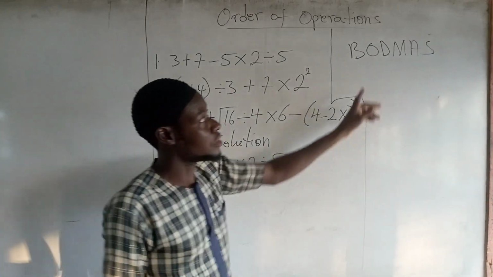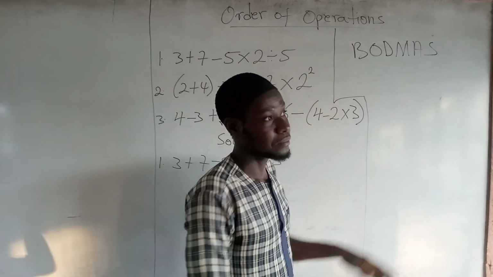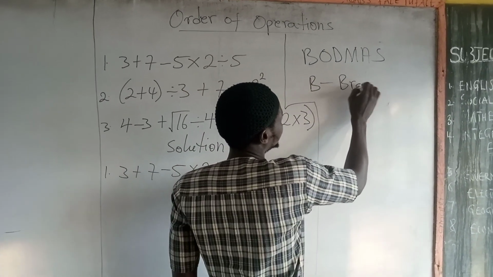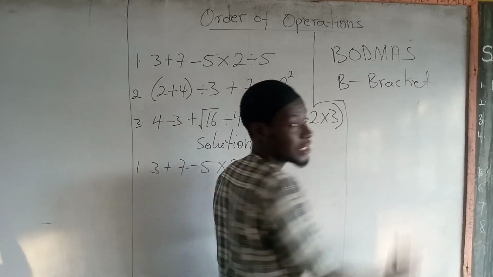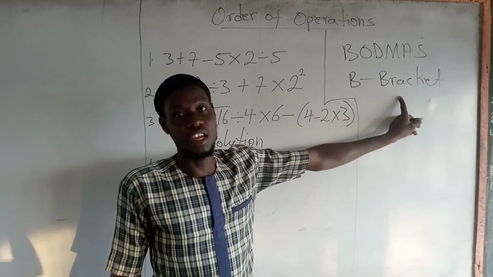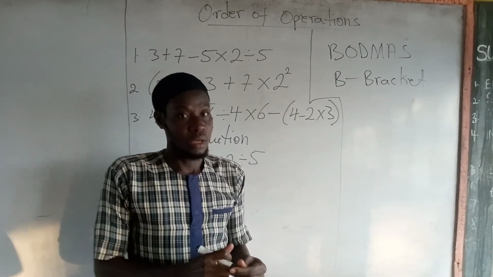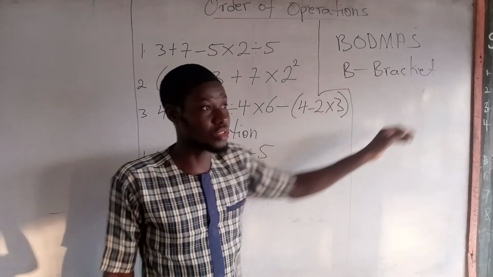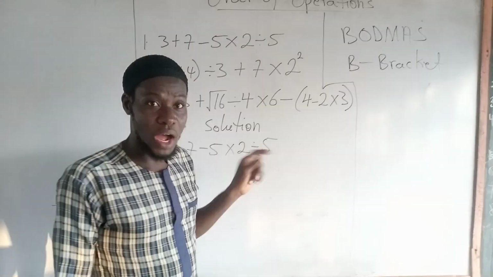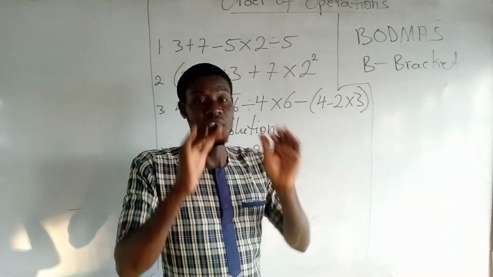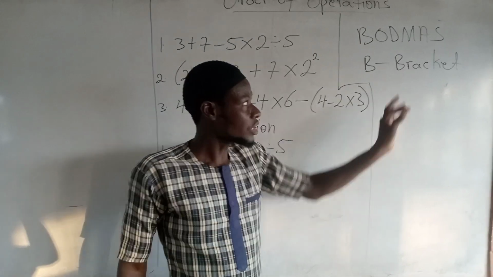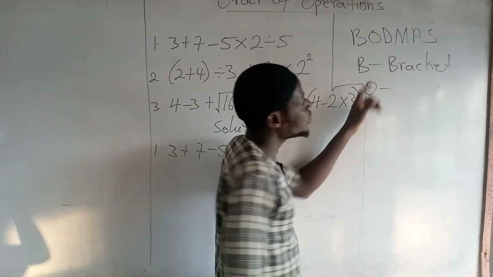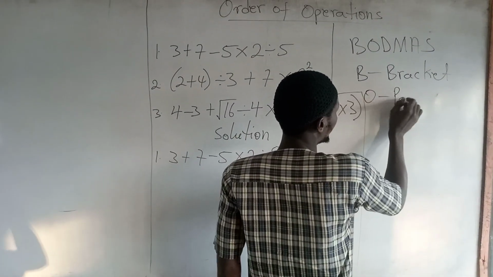With the concept of BODMAS, the B here stands for brackets, meaning any expression or any problem which is in brackets. So anytime you have to solve a problem and you have a particular problem in the bracket, you have to solve that one first, followed by O, and the O stands for power of.